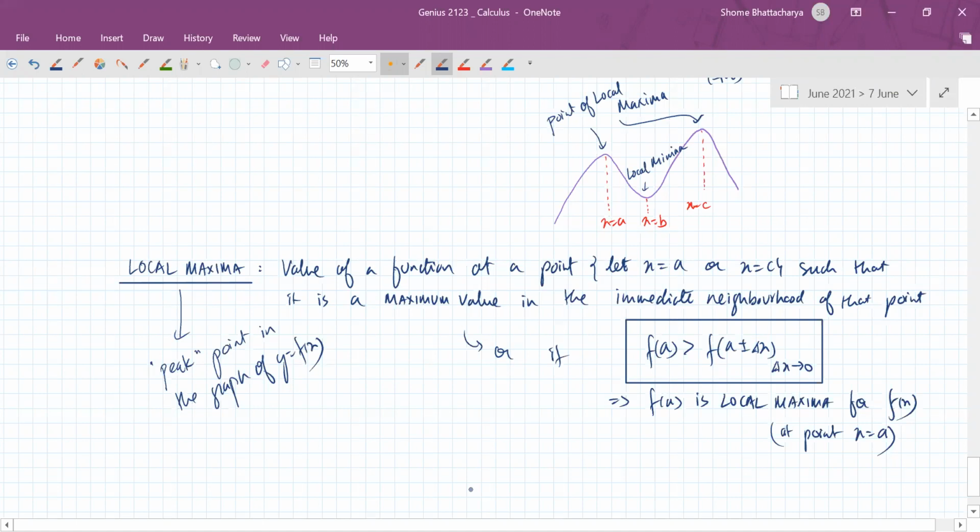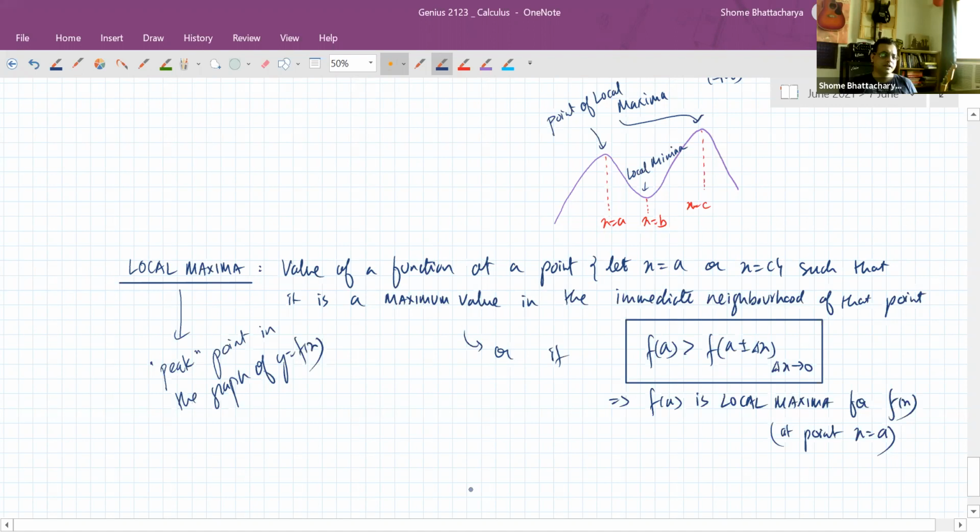So a plus delta x is not the local maxima. In fact, see, the term local maxima is used for what? The y coordinate. So its value is f(a). F of a, that is the value of the y coordinate at that in between point where it's peaking exactly. That is the value of the local maxima. And where the local maxima is occurring, it's occurring at x equal to a. You understanding the point?